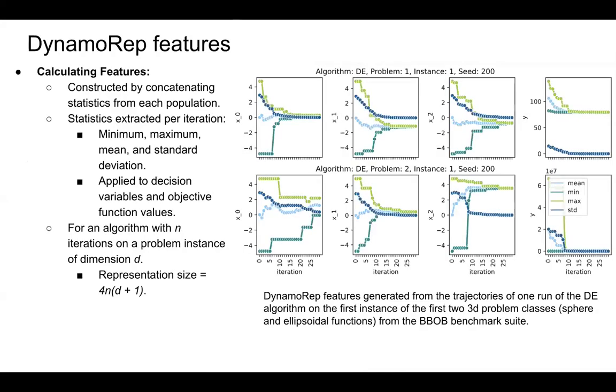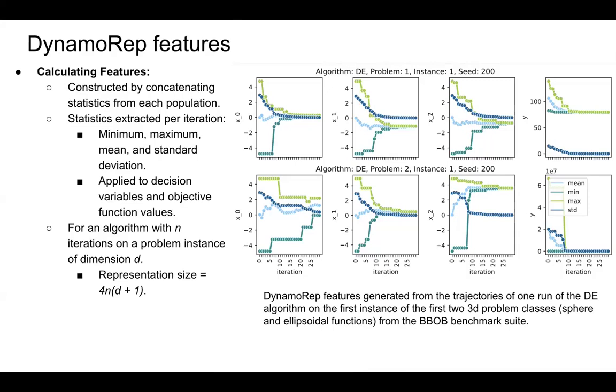Then we have something which we call dynamic features, something done by Gina. And this is actually a simple way. It works in other machine learning fields, and we use the idea here for optimization. When we have the population, we calculate only statistics from each population. For example, we calculate the minimum, maximum, the mean and standard deviation. And then we use these statistics on each of the decision variables and the objective function.